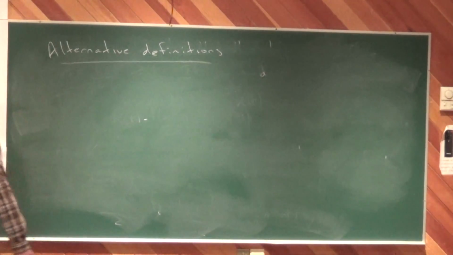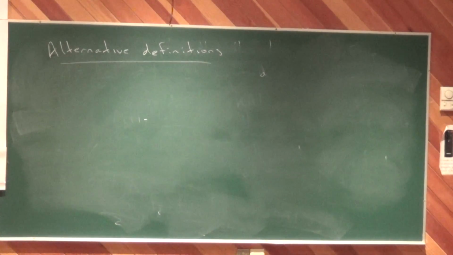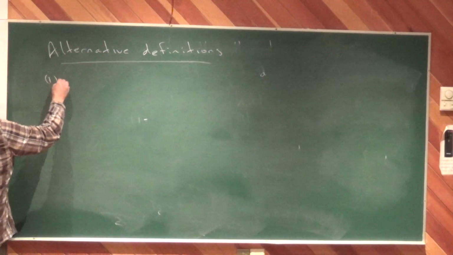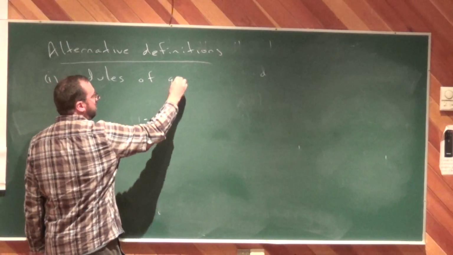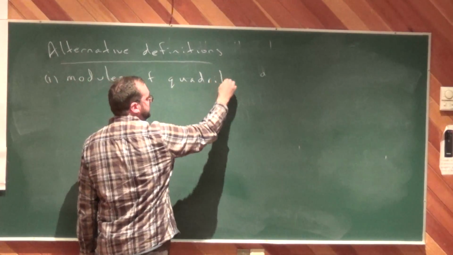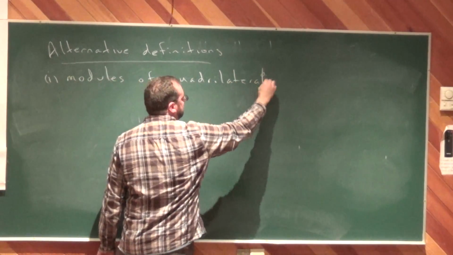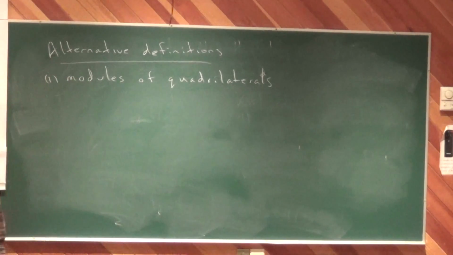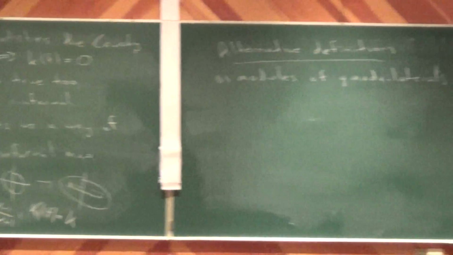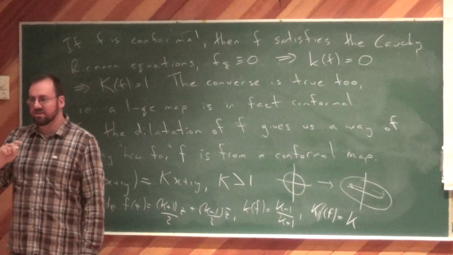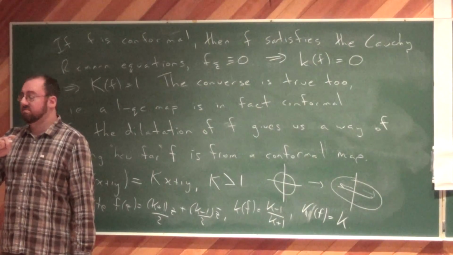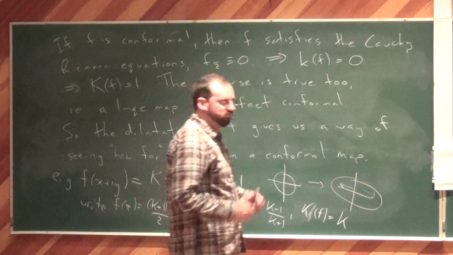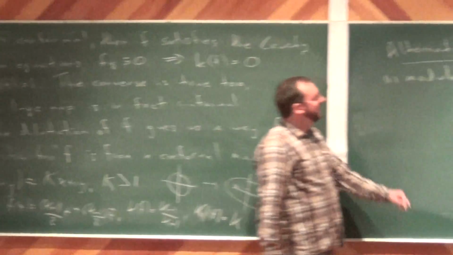So there are a number of different ways of defining quasi-conformal maps. Firstly, let's talk a little bit about modules of quadrilaterals. How long do I have, by the way? You still have until 10. Around, I mean, plus minus epsilon.